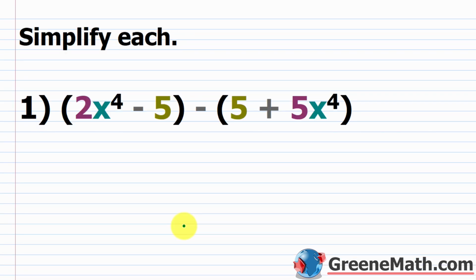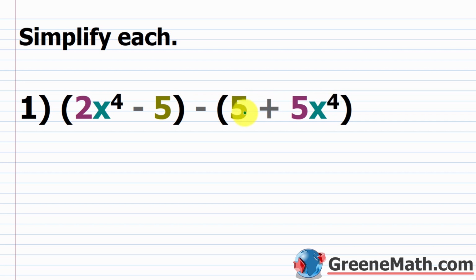All right, let's take a look at our little practice test. So we want to simplify each. And for the first problem, we have this quantity 2x to the 4th power minus 5. And then we are subtracting away this quantity 5 plus 5x to the 4th power. So when you add polynomials, basically all you need to do is drop your parentheses and then just combine like terms. When you subtract one polynomial away from another, you have an additional step.